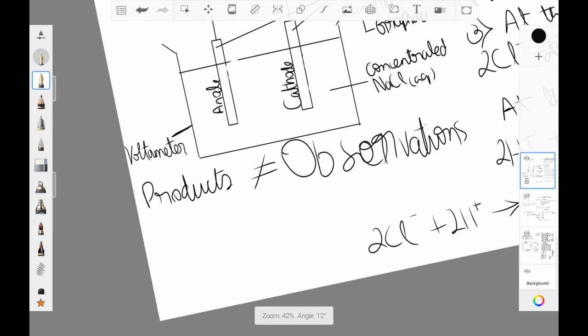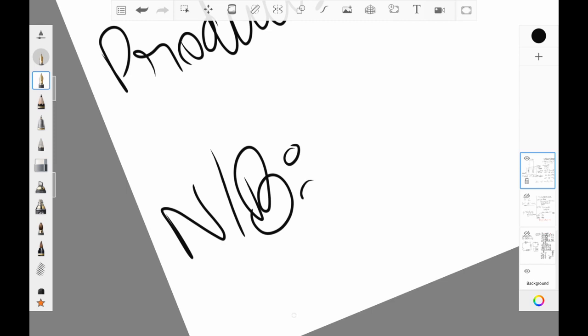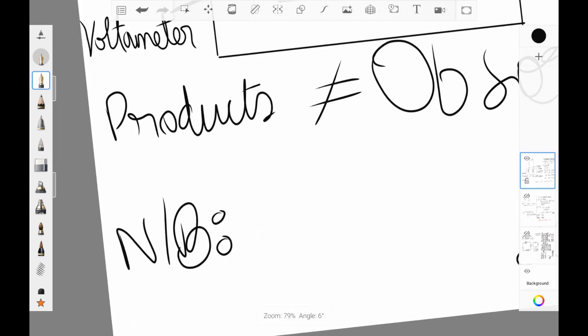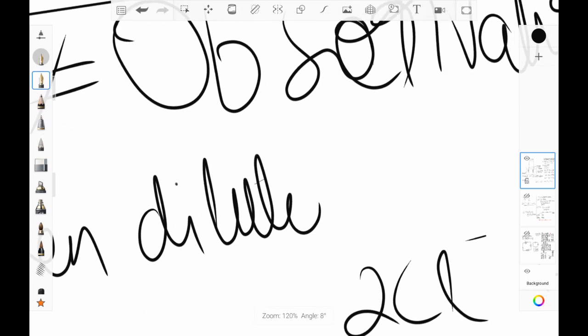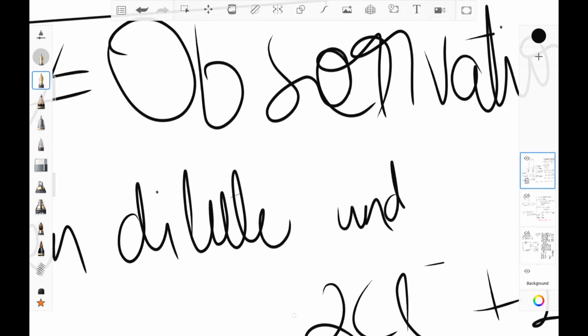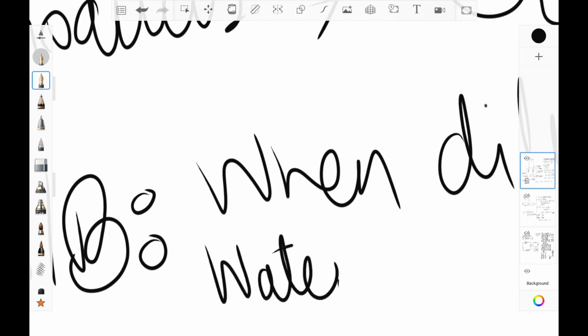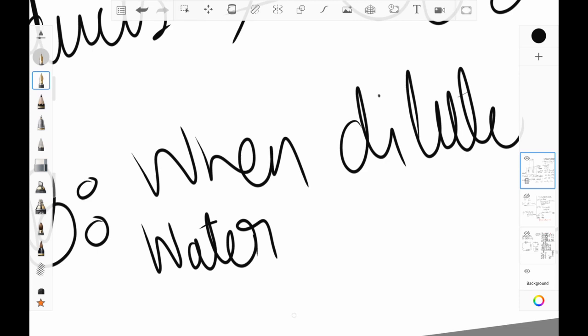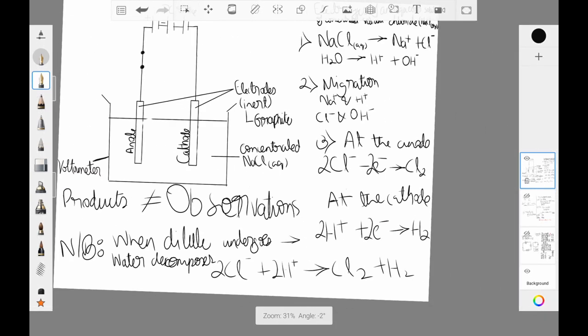One thing I'll point out, this was a concentrated solution. One thing that is common for the electrolysis of dilute solutions is that when a dilute solution undergoes electrolysis, water always decomposes. That's just a common thing that occurs. Water decomposes when you carry out electrolysis with dilute solutions.